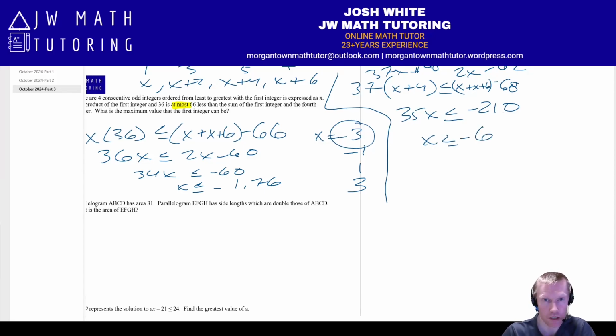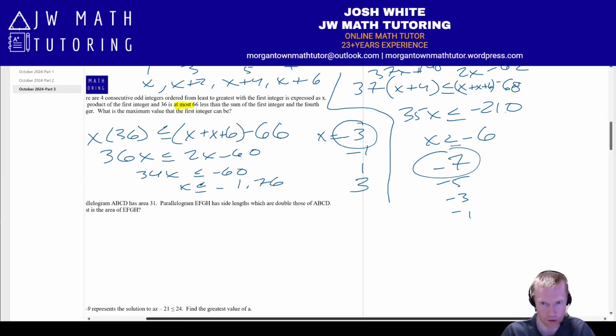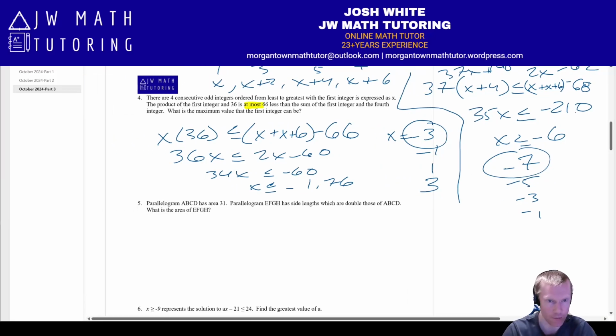So that means the first integer would have to be negative 7. So in this case, it'd be negative 7, negative 5, negative 3, negative 1. But the maximum value that the first integer could be, which is the smallest or least of the 4 integers, would be negative 7. The wording for this said the product of 37 and the third integer is at most 68 less than the sum of the first and the fourth integer. So that was basically a different variation of the same problem.